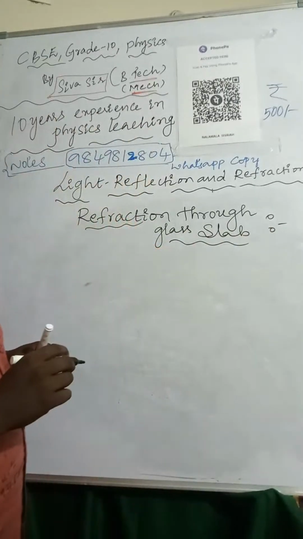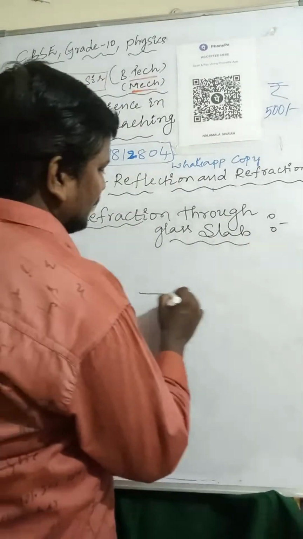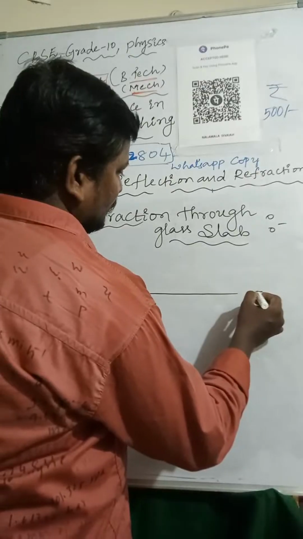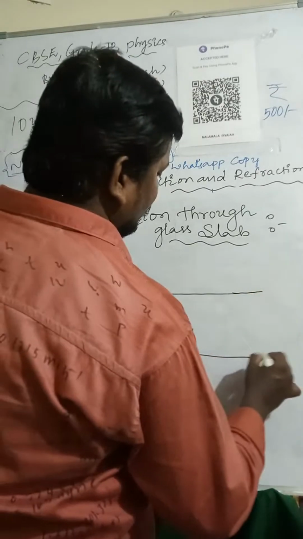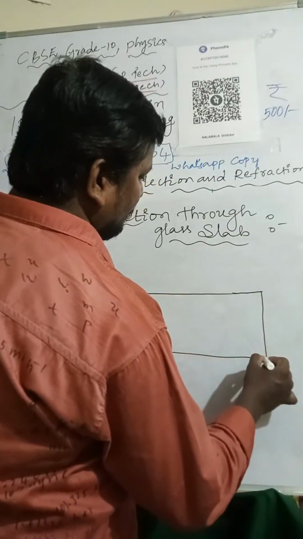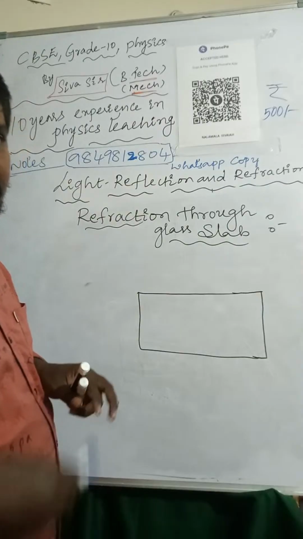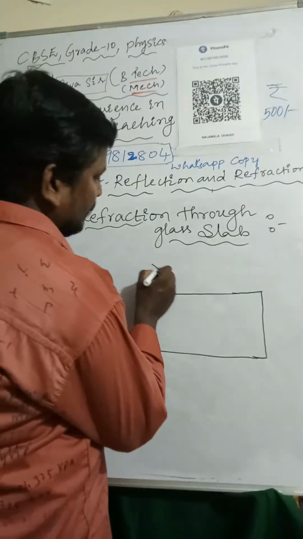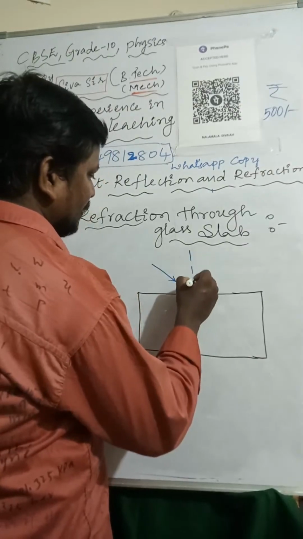So refraction through glass slab. What is the refraction through glass slab? I am taking a glass slab, like this. I am considering the incident ray. This is the incident ray. This question they ask for 3 marks.